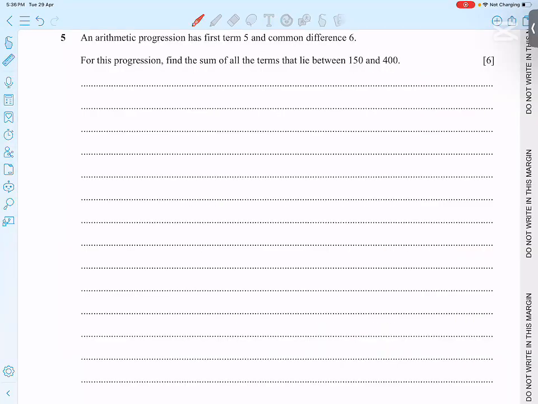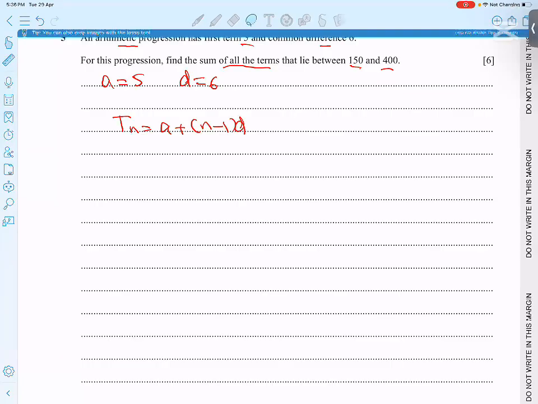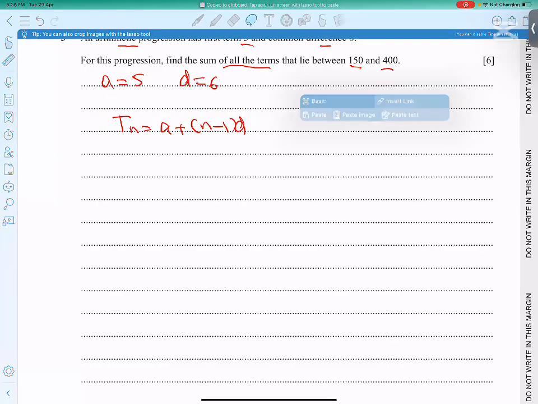Question number 5, we have the arithmetic progression. First term is 5, common difference is 6. So first term is 5 and common difference is 6. Find, for this progression, the sum of all the terms between 150 and 400. So I will use this formula: Tn is equal to a plus n minus 1 d. This formula I will use 2 times.